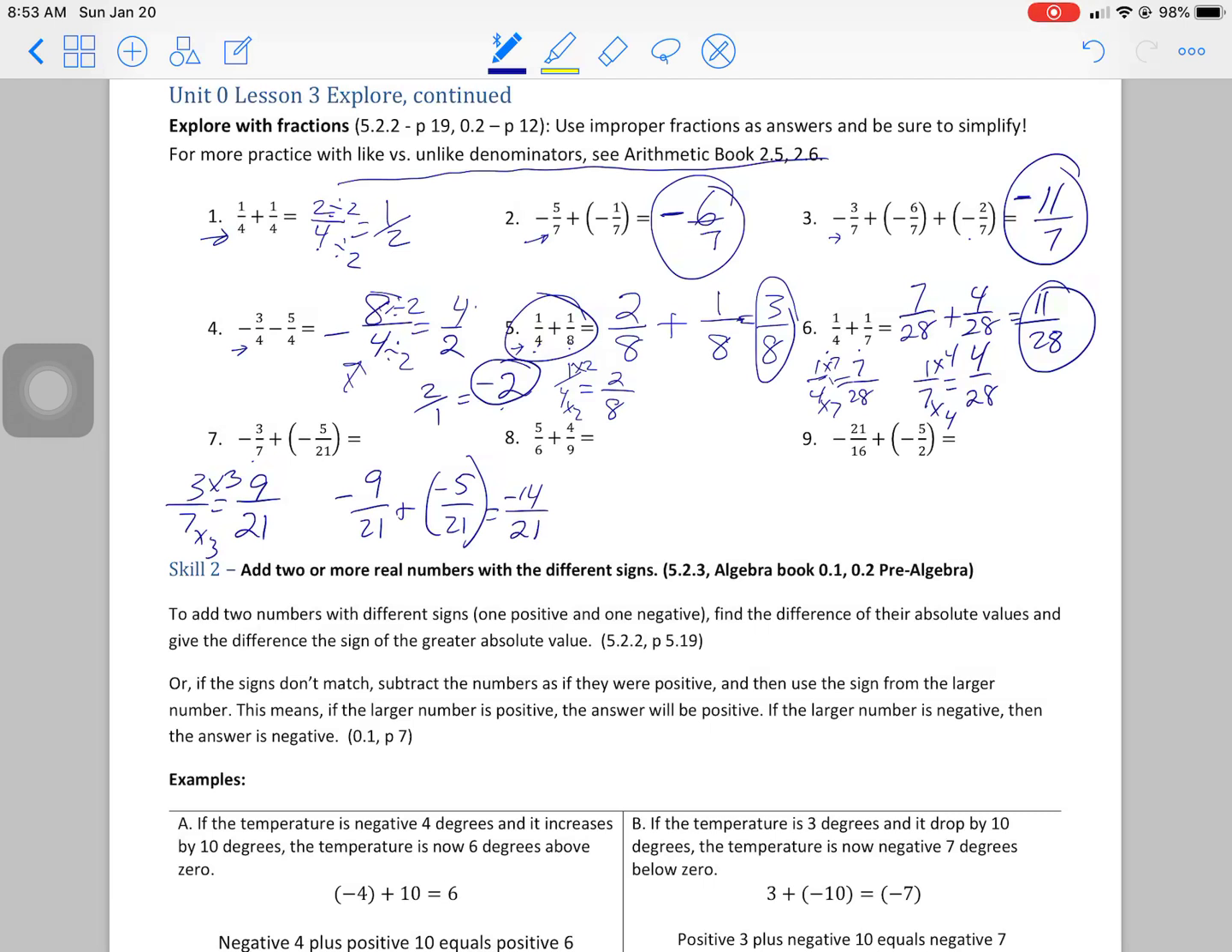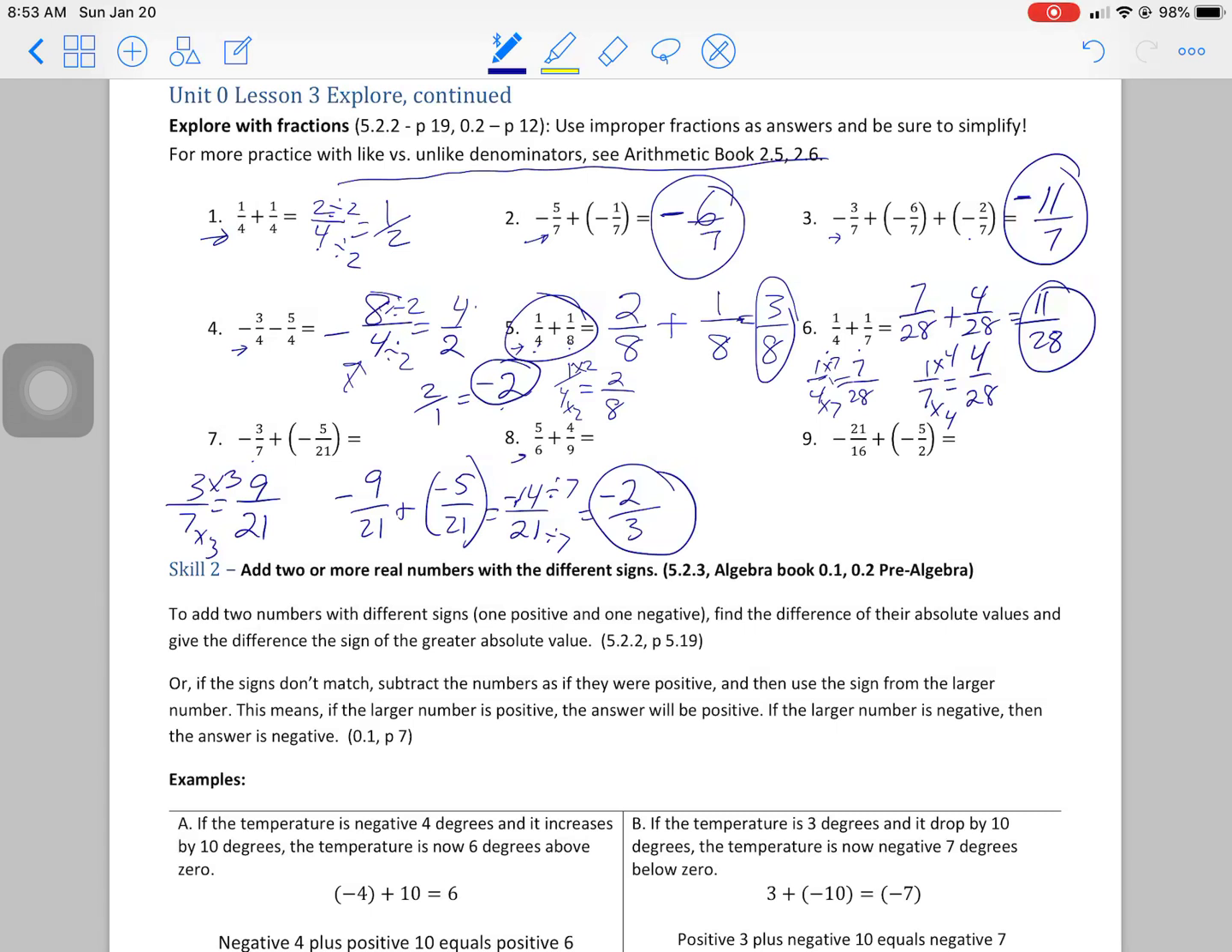Can you reduce this? These are kind of big numbers. Let's think about that for a second. I said 11 was prime. How about a 14? What goes into a 14? A 7 goes into a 14. So we know 7 goes into a 21. So negative 2 over 3. Got to do that, okay?